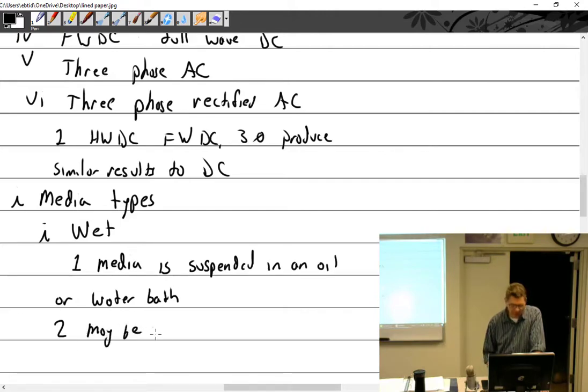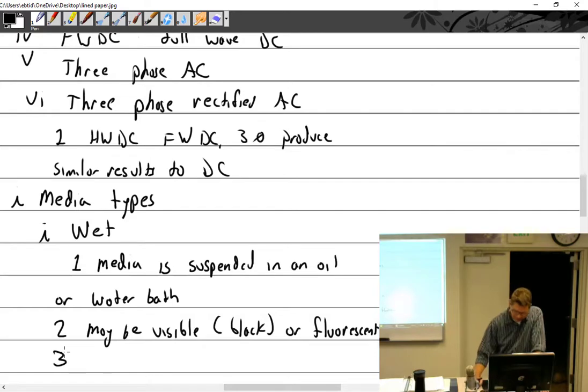Maybe visible, which comes in black or fluorescent. I've never used that stuff. Is that the used motor oil? Possibly. Selling it at a premium.